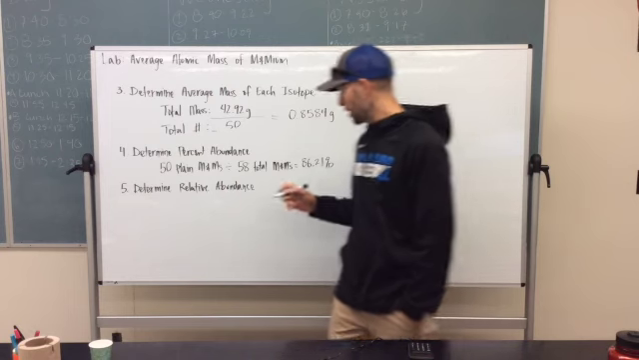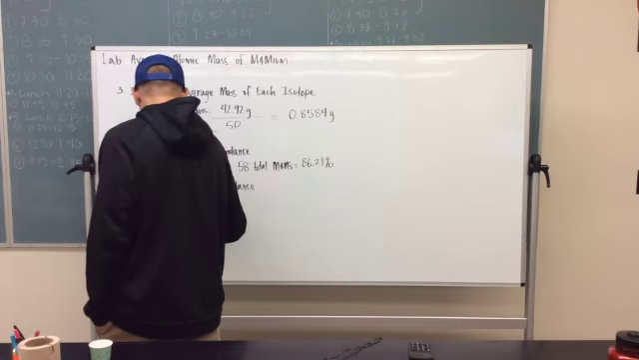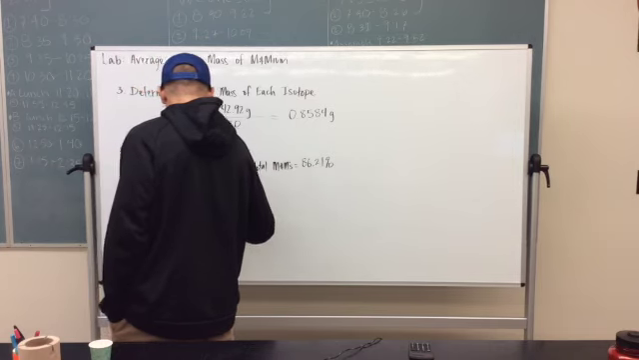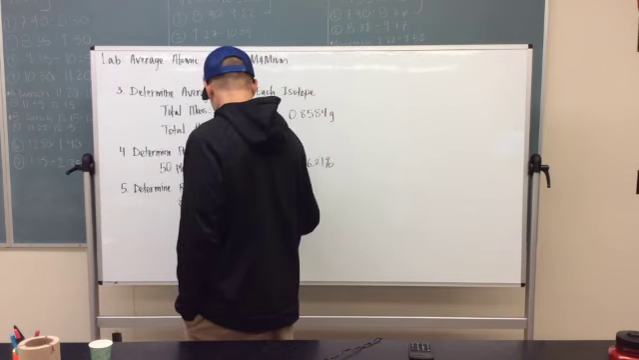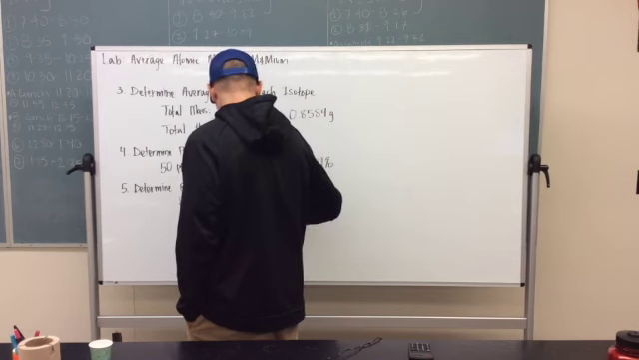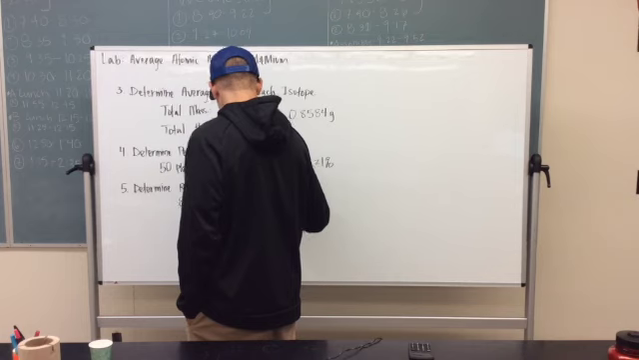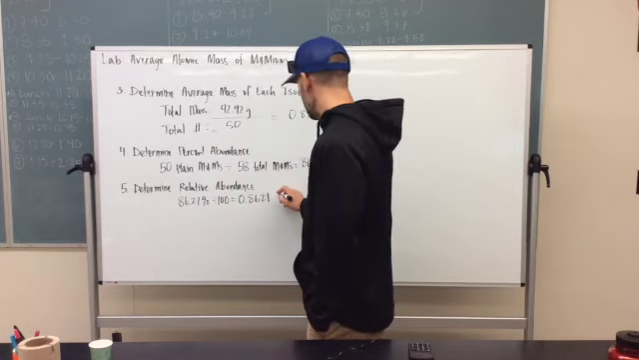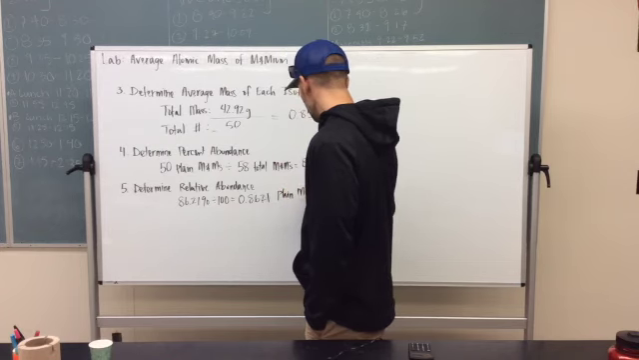In the case of plain M&Ms, that's going to be 86.21% divided by 100, which is going to equal 0.8621. And again, that is for plain M&Ms.